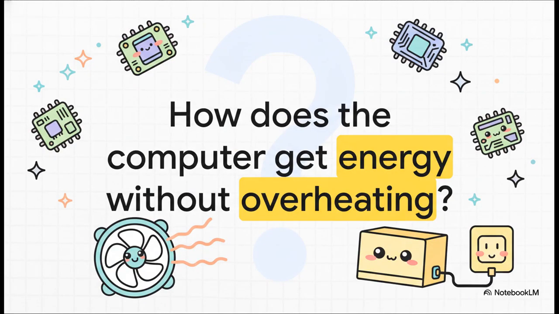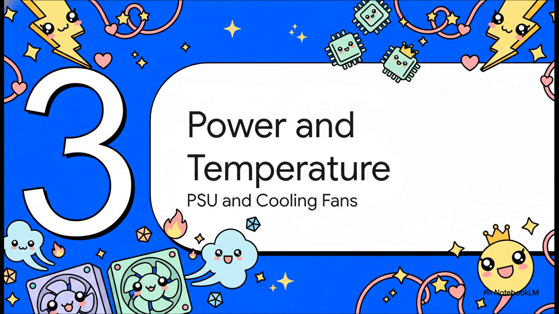So that's a good question, right? We've got all this processing power, all this thinking going on, but that generates a ton of heat. And it all needs a very specific kind of power to run. So how does a computer basically keep itself alive? Well, our next two components are kind of like the heart and the lungs of our machine. One provides the lifeblood, the electricity, and the other makes sure everything stays cool enough to actually function.